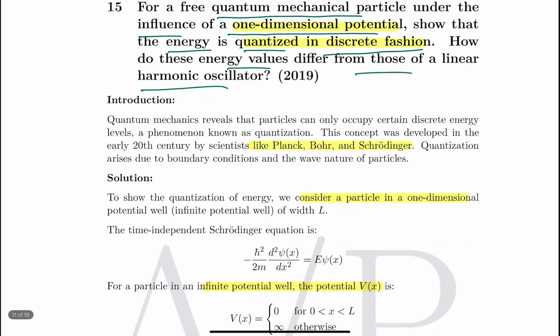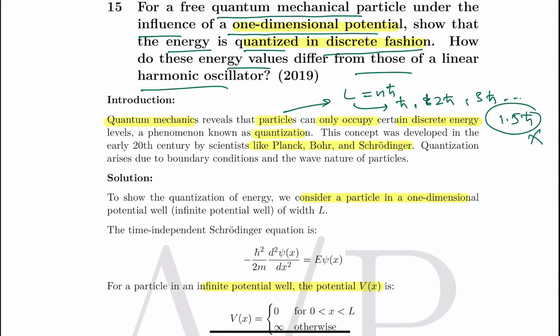So the introduction goes as follows: quantum mechanics reveals that particles can only occupy certain discrete energy levels, which is known as quantization. Like we know that angular momentum is always quantized. So angular momentum could have definite values, that is h bar, 2h bar, 3h bar, and so on. But if you say that it is going to be 1.5 h bar, then this is wrong. This is not quantized. It could be h bar, 2h bar, 3h bar, but it could not be anything in between these milestones.